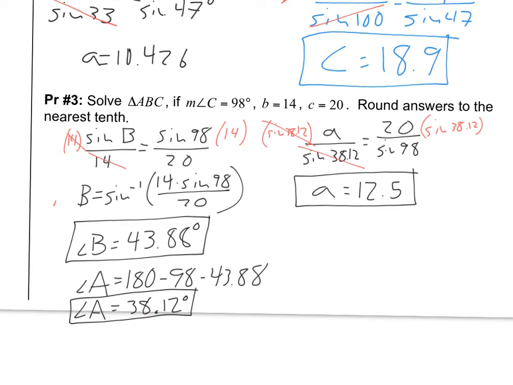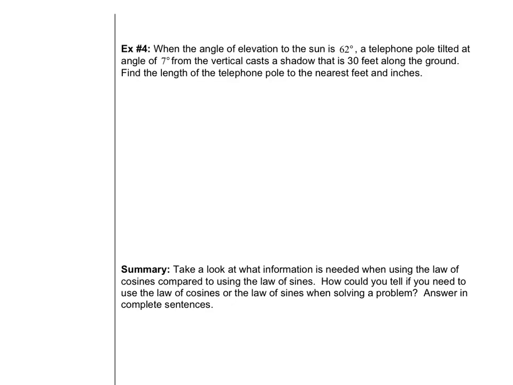I just need all three sides. I already have two of them. I just need the third side, which is A. So I put A over sine of A equals side C over sine of angle C. I multiply both sides by sine 38.12. Cancels out, and then I just plug this in my calculator and I got side A. So it's pretty straightforward, just using the formula. Let's go to the next page.